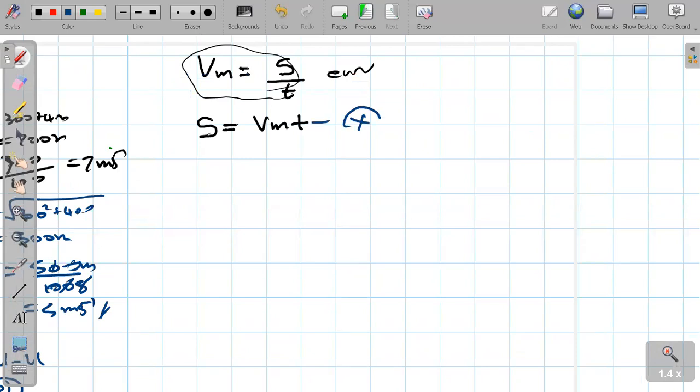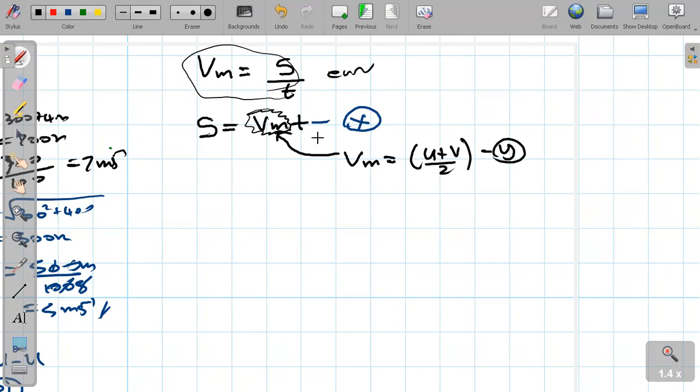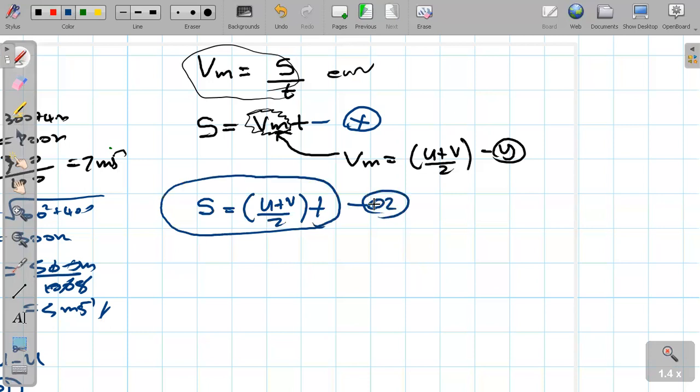So this equation is going to be my X factor. Now I have to find out what this mean velocity is. Again, there is another mean velocity equation. What is that mean velocity equation? The second one, U plus V over 2. This is my Y factor. Now I am going to insert the Y factor into the first one, X. So my equation is going to be S is equal to U plus V over 2 times T. Understood? This is my second equation.